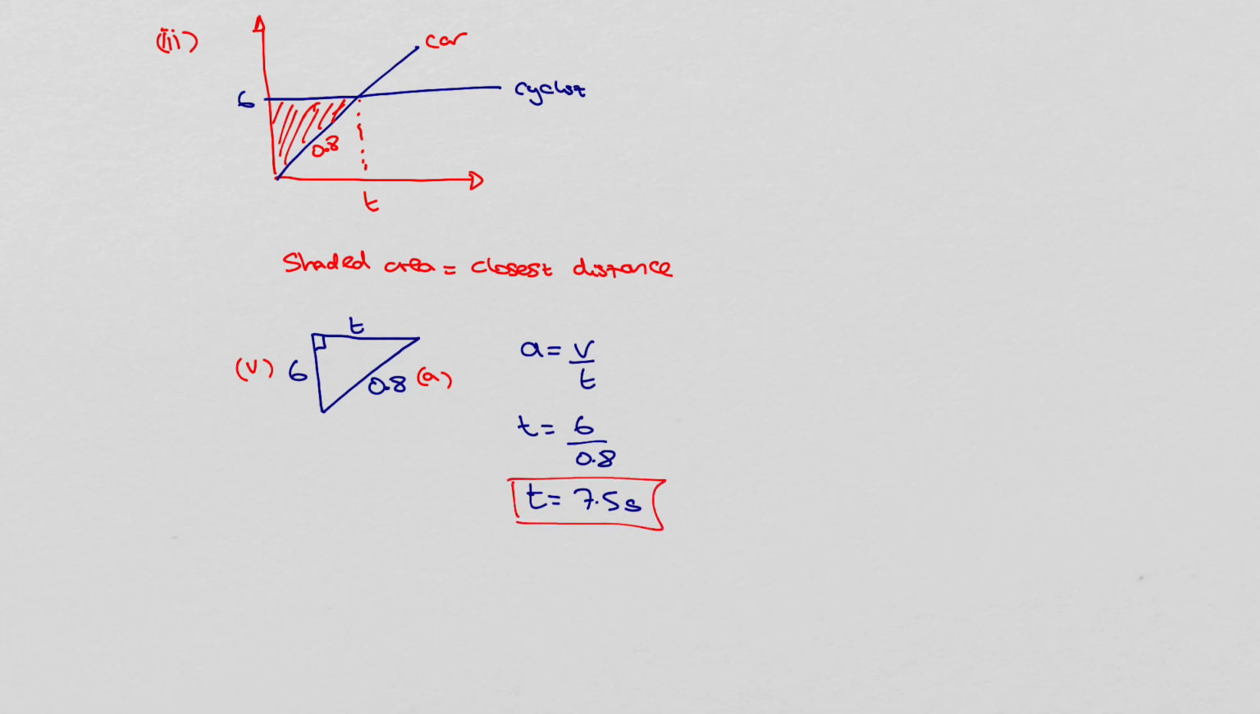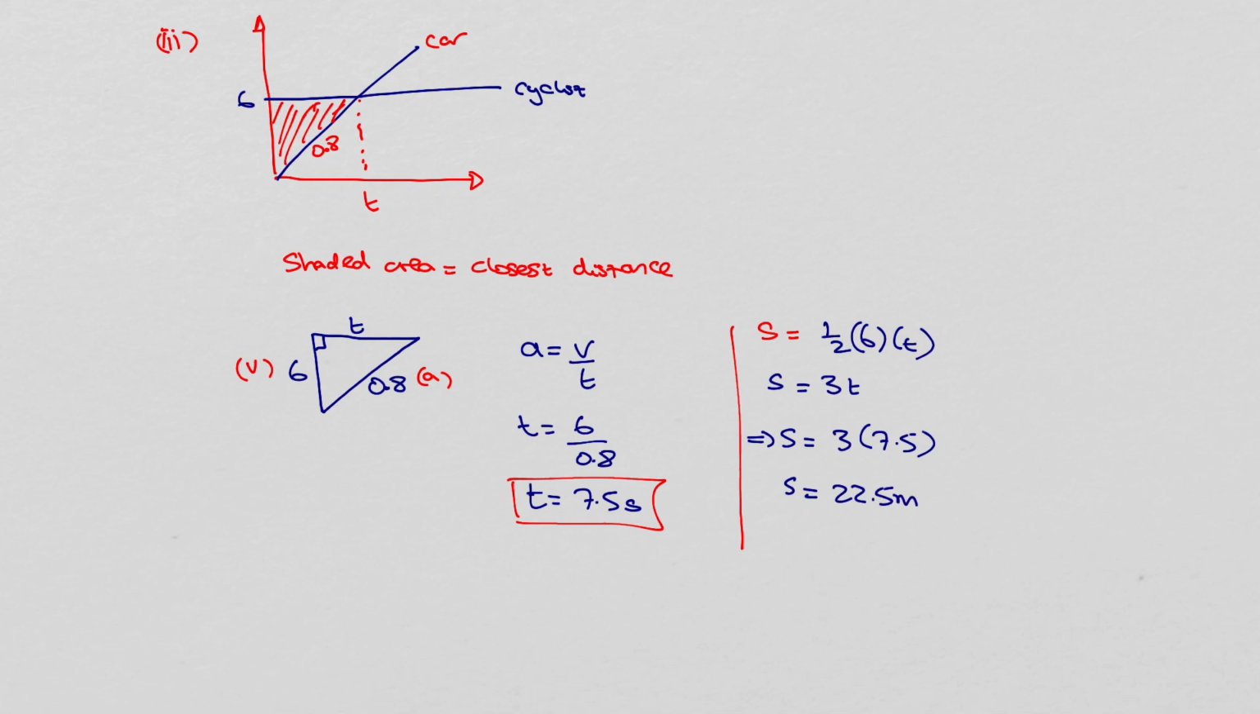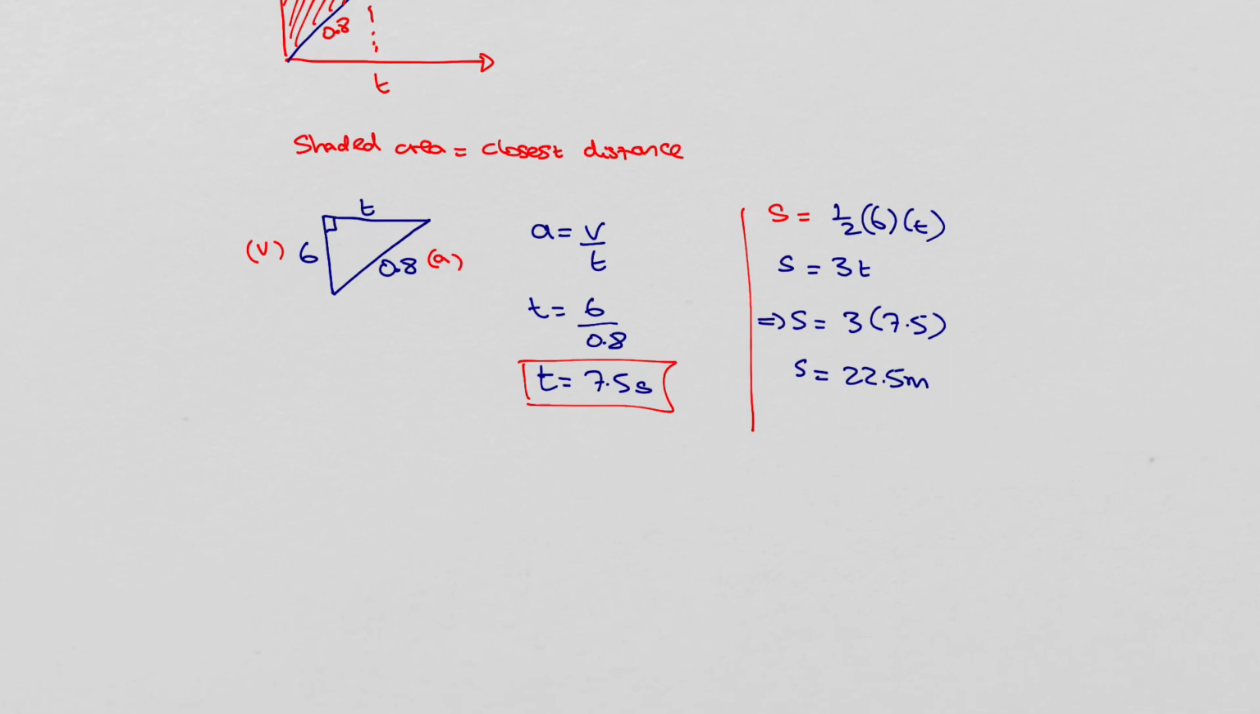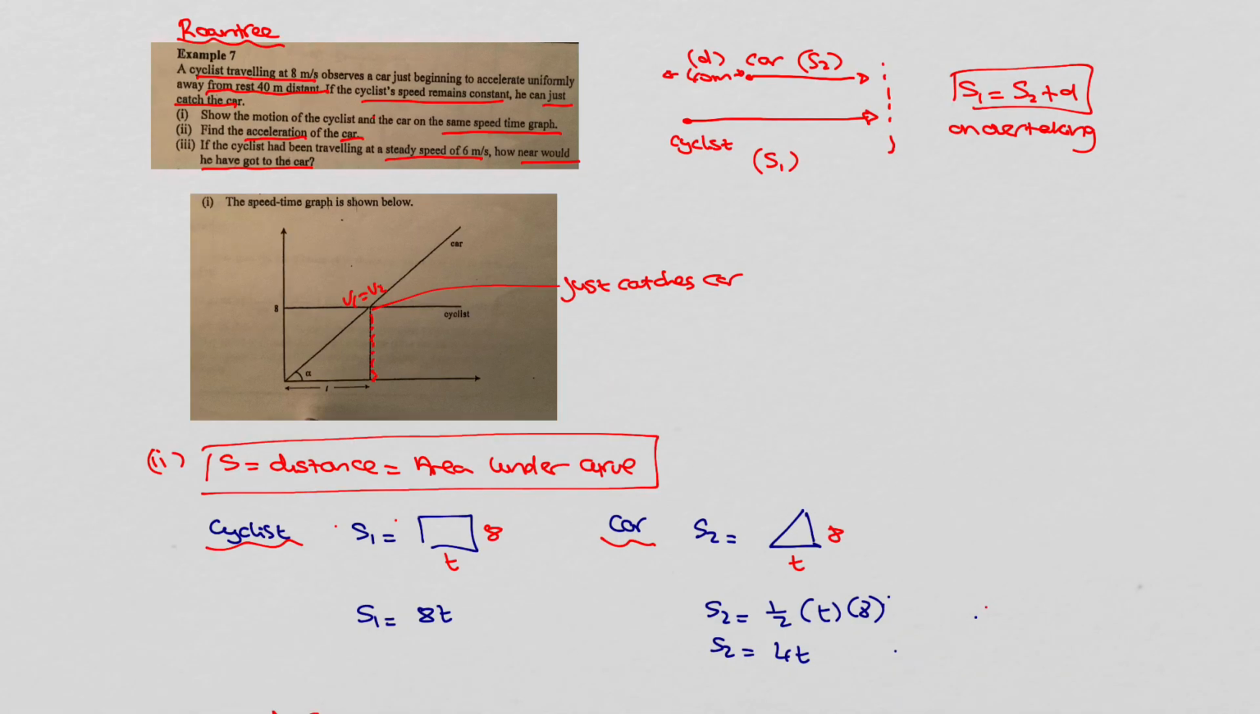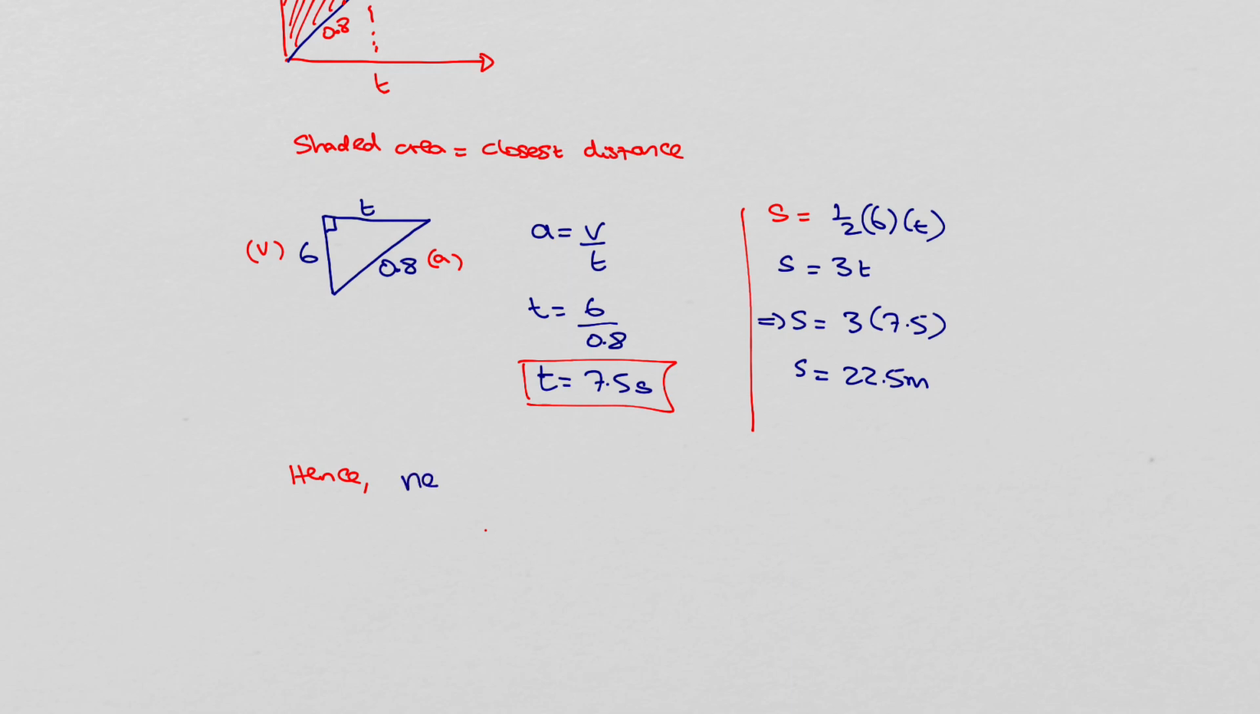So, of course, we need to know, well, what is that gap? So, therefore, our distance is always the area. And the area of that triangle is half the base by the perpendicular height. So that's going to be 3t. So therefore the distance travelled at the time, 7.5 seconds, is 22.5 meters. But we have to remember that there was already a gap of 40 meters. So therefore, how near would he have gotten to the car? It is going to be 40 minus 22.5, which is 17.5 meters behind the car.